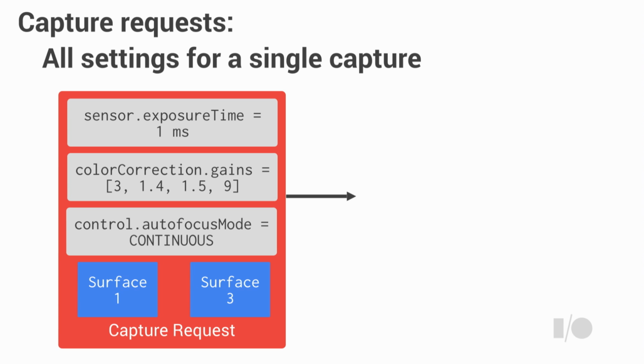And the requests also include which of the targets you configured for this session you actually want to use for this request. So for example, if you configured a session with a preview output and a high-resolution JPEG output, you might want some of your requests to touch the preview target for a steady viewfinder, and some of them that are user-triggered provide the JPEG data. So any subset of the configured surfaces can be used in each request.